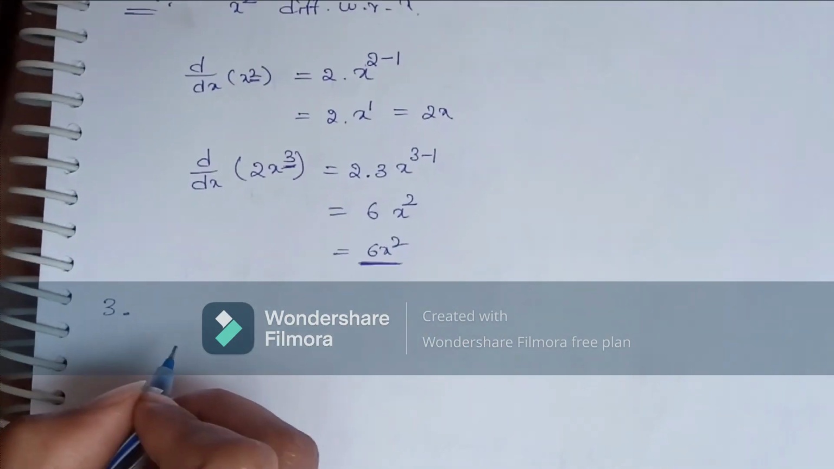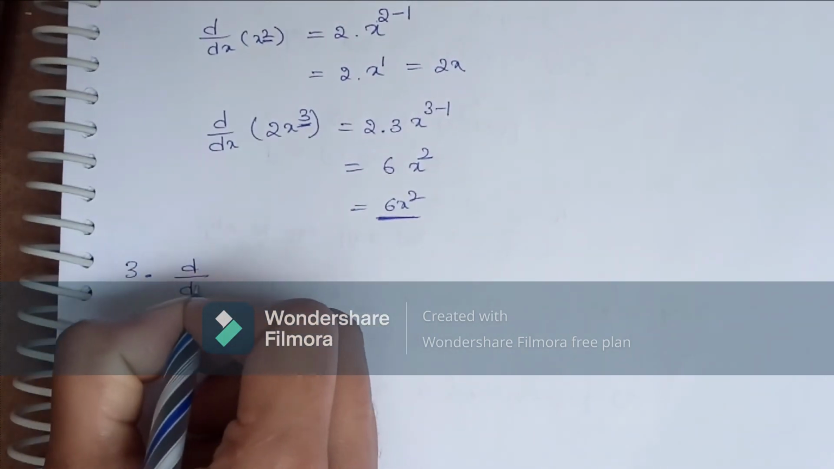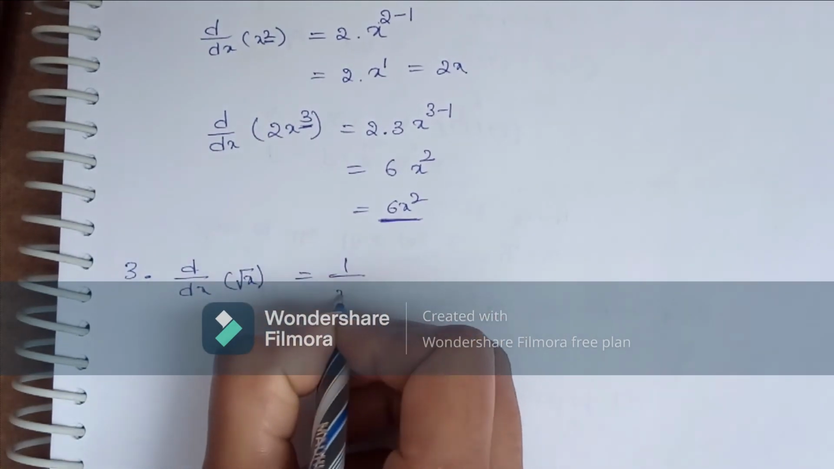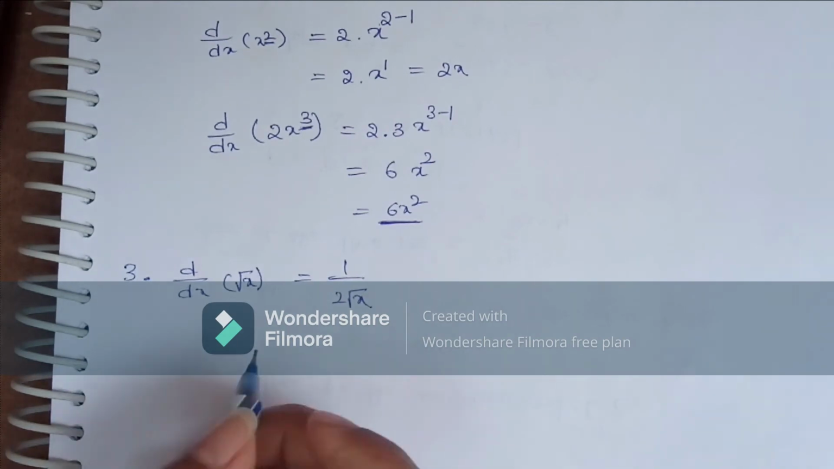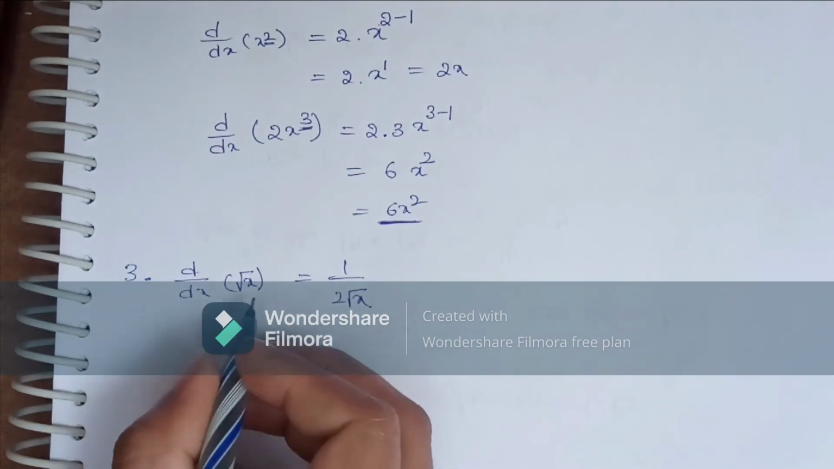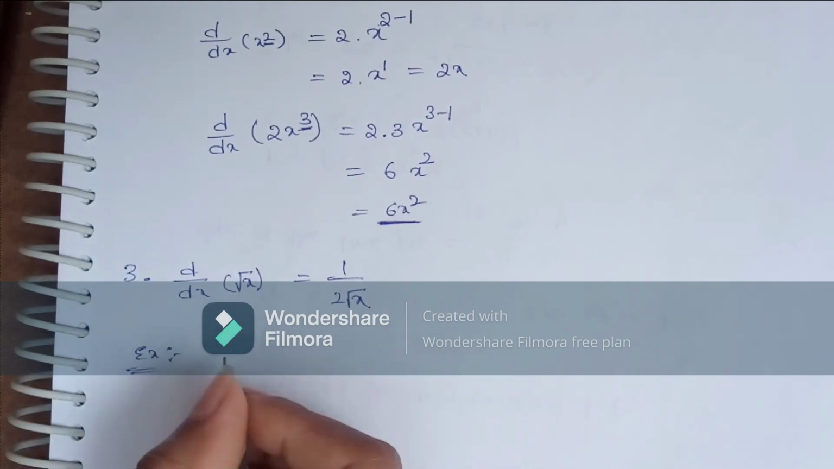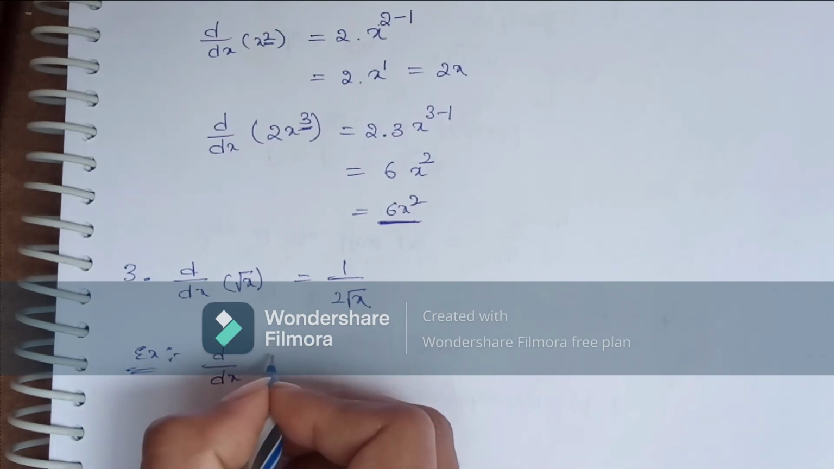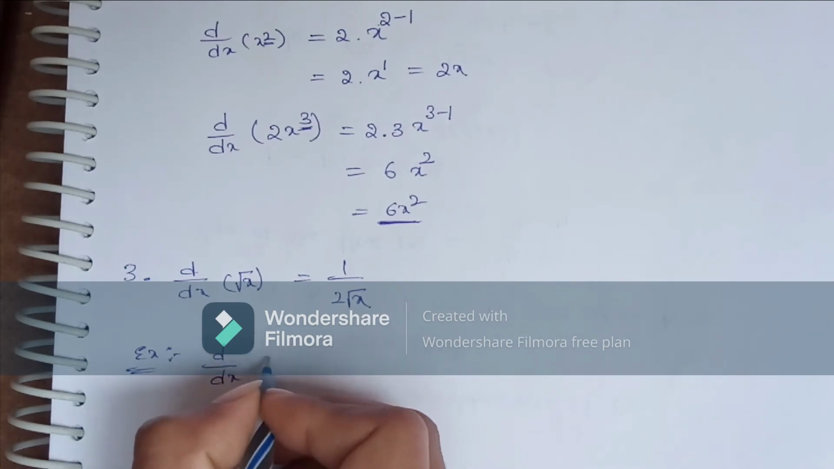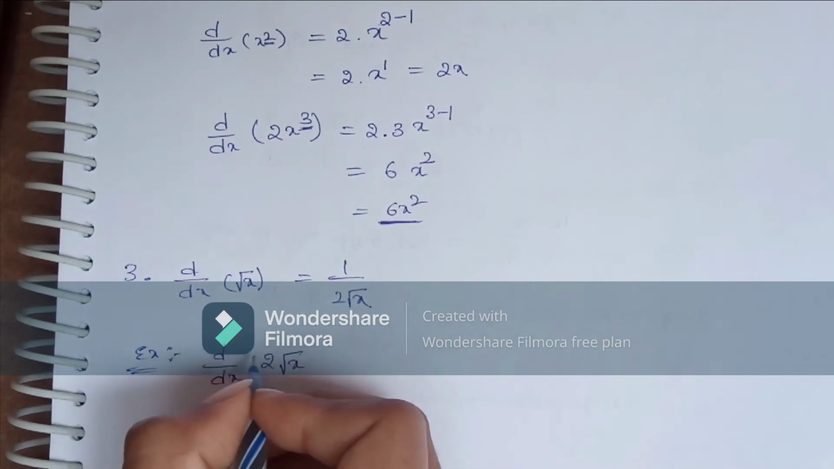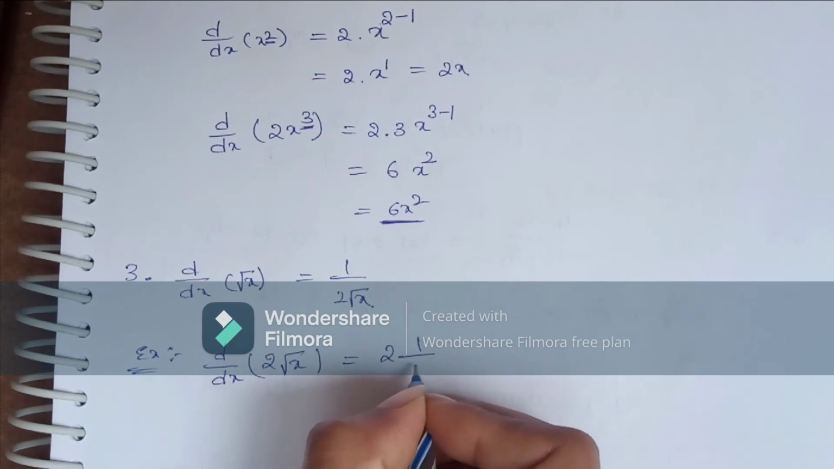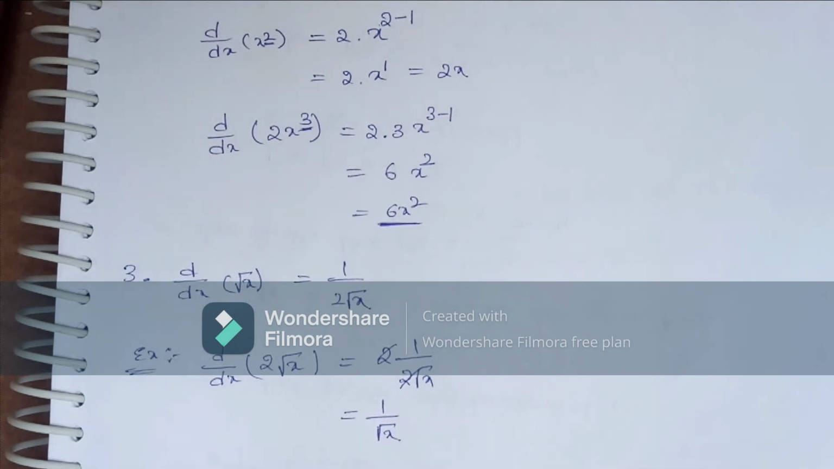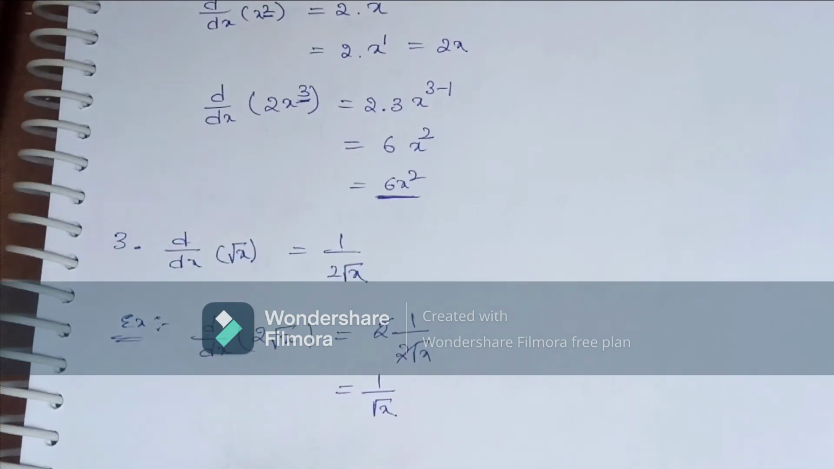The third example is d by dx of under root x. Differentiating under root x gives 1 by 2 root x. For example, if we have d by dx of 2 root x, then 2 into 1 by 2 root x, the 2 gets cancelled, then the value is 1 by root x. Like that we have to do.